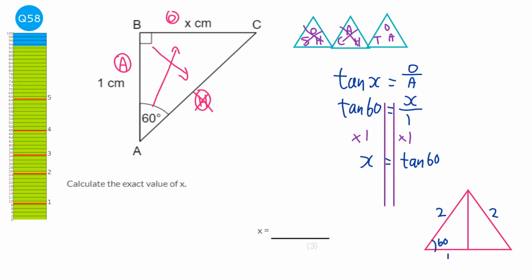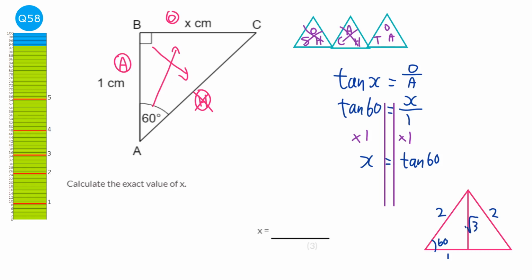And using Pythagoras, we've got to work out the length here. It's going to be 2 squared, which is 4, take away 1 squared, which is 1, will be 3, and then square root it would be root 3. So we know that's going to be root 3.